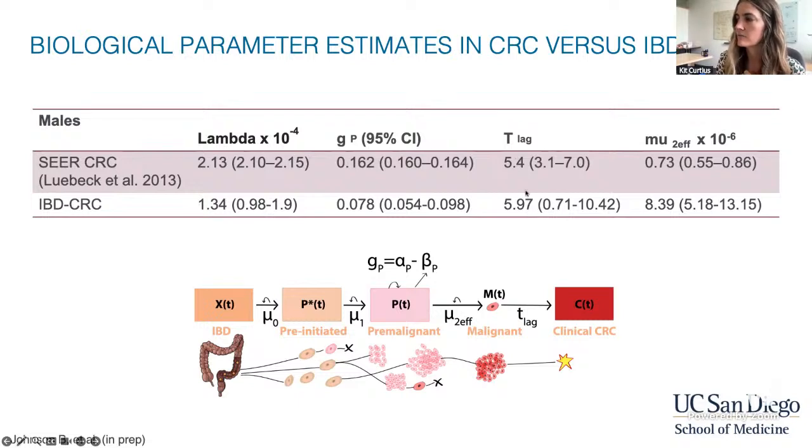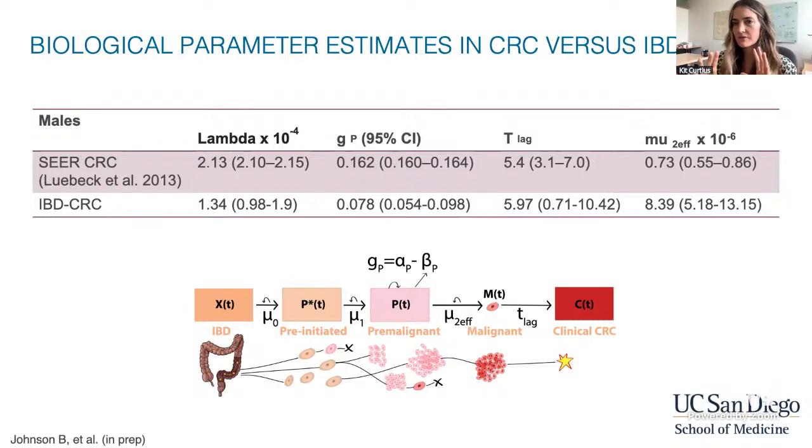Similar lag times, or the sojourn times of the tumors, but much higher malignant transformation rate in IBD. And that's an interesting hypothesis, that they're making malignancies quite frequently. And then the time to progress to clinical diagnosis is actually quite similar. So you can start to compare these things. We need to refit this with more recent data, but I just wanted to show you what you can do.